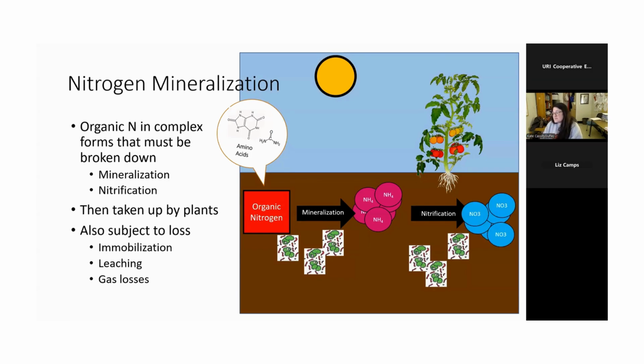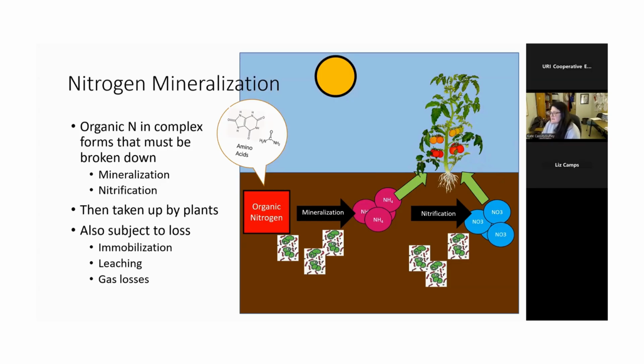Again, both of those are microbially driven, so they're reliant on water and temperature and other environmental factors. Our ammonium and nitrate can then be taken up by our plants directly. That's that ion form I've been talking about. Okay, so that's the mineralization process.